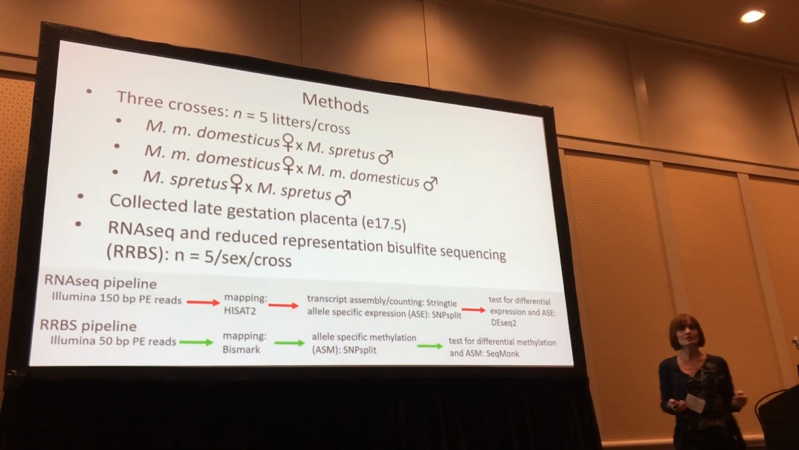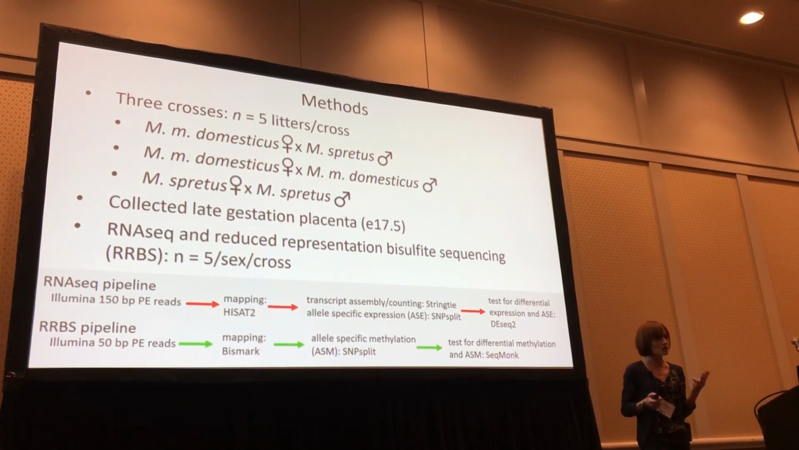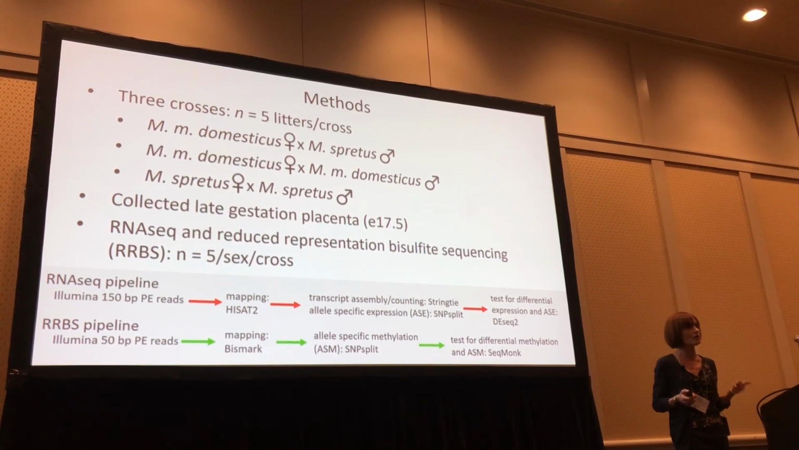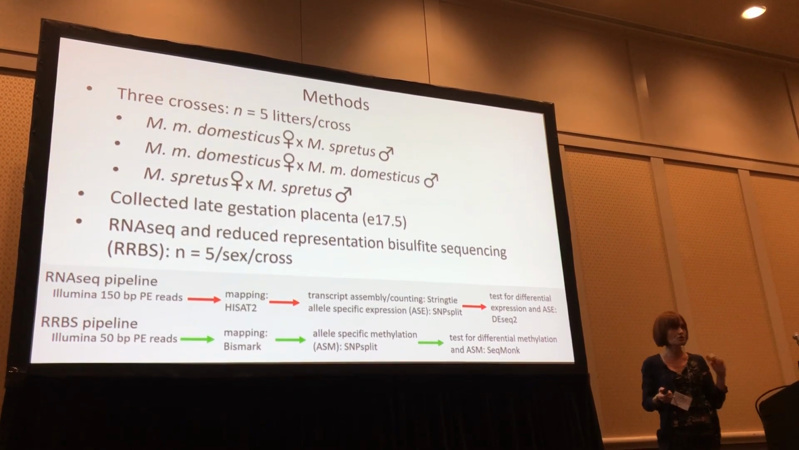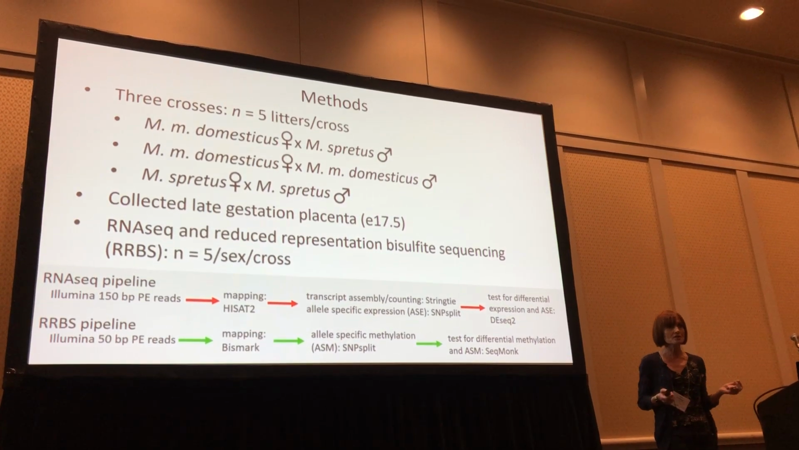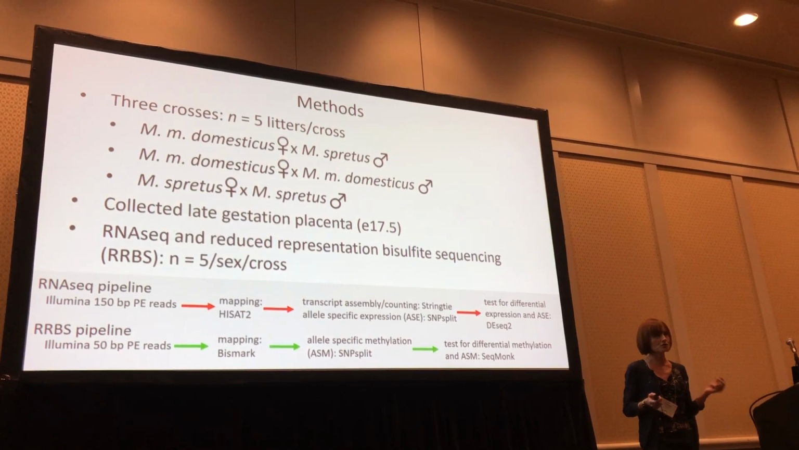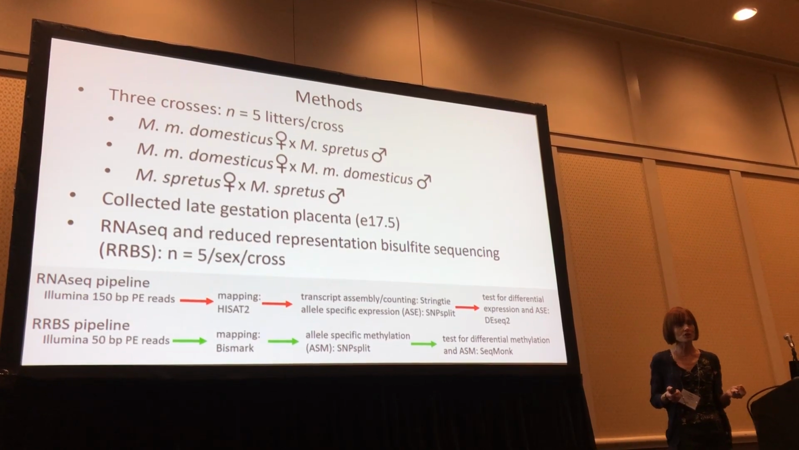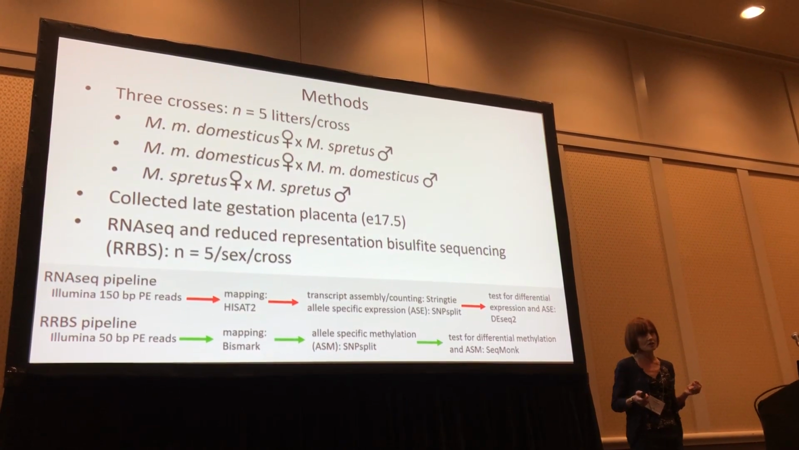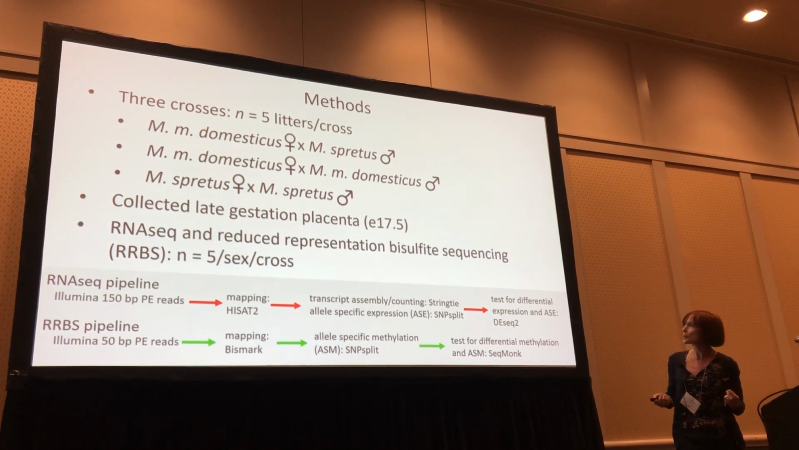So there's a lot of stuff on this slide. I'm not going to say it all. What's most important is that we did 3 types of crosses: the interspecific cross with a domesticus mother and a spretus father, and then 2 intraspecific crosses. And we collected placenta in late gestation, and then used that to sequence transcriptomes to look at differential expression, and also used reduced representation bisulfite sequencing to look at genome-wide patterns of DNA methylation.